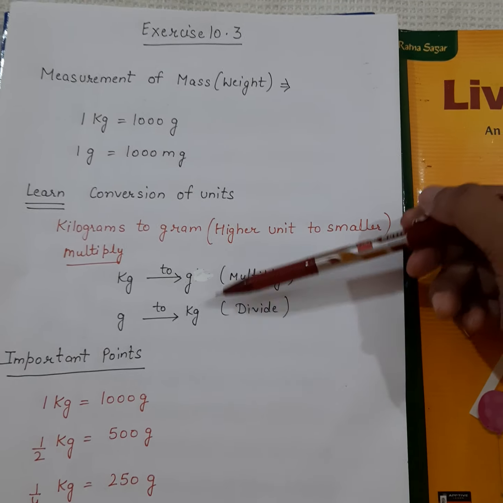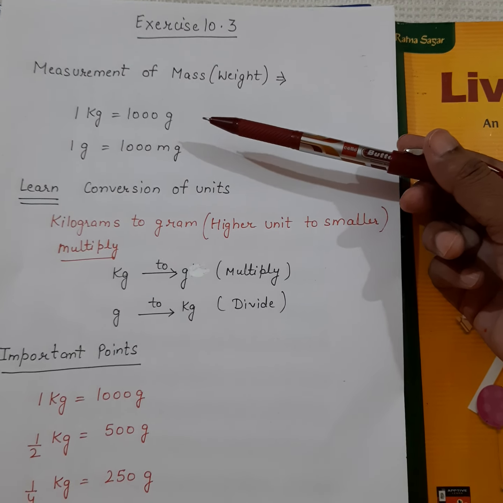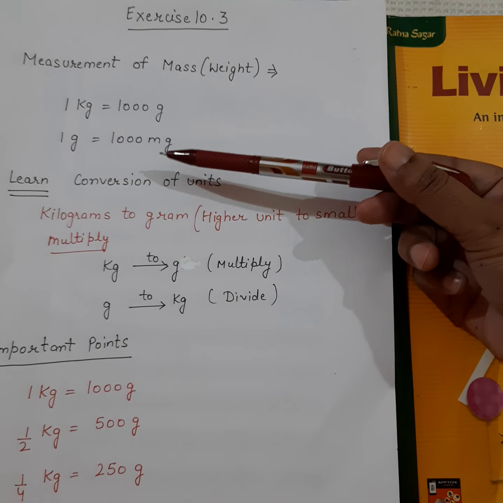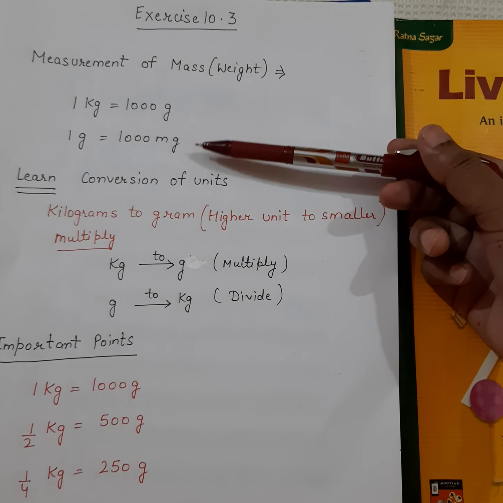For that, what units are we using? Kilogram, gram, and milligram. So in 1 kg there are 1000 gram, and in 1 gram there are 1000 milligram. These things you should know and you should learn them.